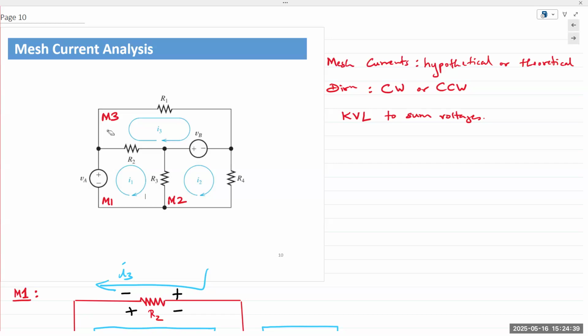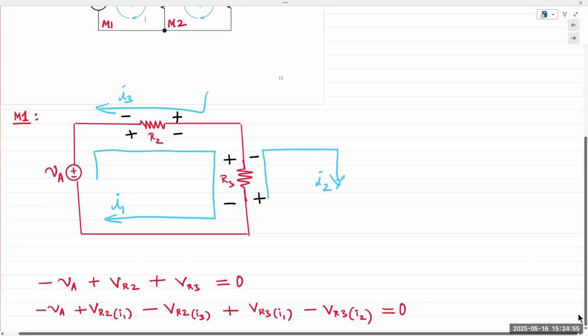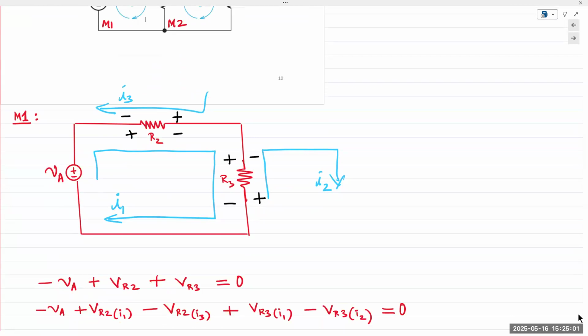So two actual currents cannot flow in the opposite direction in any component. Not in a resistor. Okay? Not in a resistor. The current flows in a resistor because one end of a resistor is higher than the other. But mesh currents are not real. They are theoretical. They are hypothetical.